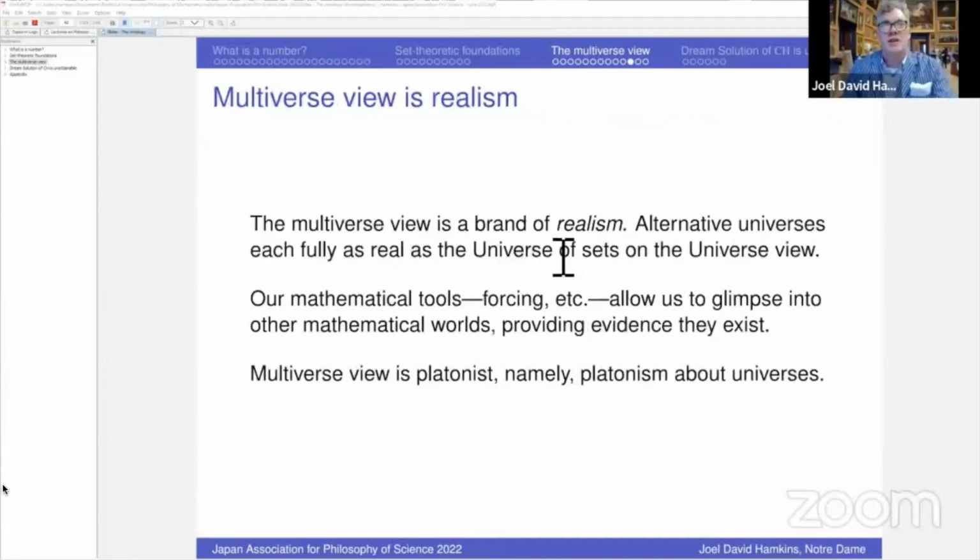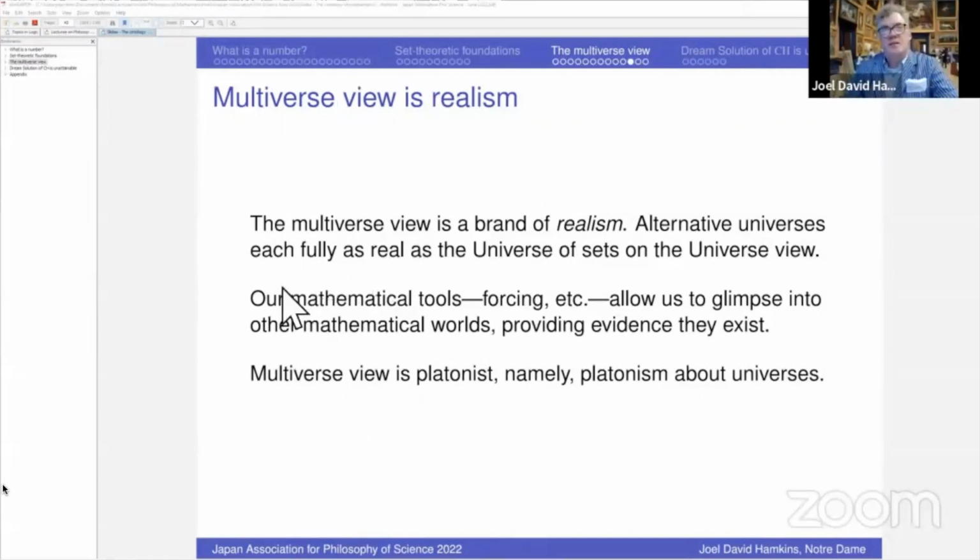So the multiverse view is a kind of realism, namely, the alternative universes can each be taken fully as real as the universe of sets is on the universe view. It used to be years ago when I was a graduate student, that when someone said they were a Platonist, then part of what was meant was the universe view, that there's only one set theoretic universe. But I don't think that's right, and it's not how the word is used today. So you can be a pluralist and a Platonist if you take all those different universes as real. So Platonism should have to do with the real existence of the objects rather than with the uniqueness of the set theoretic universe in which your sets exist.